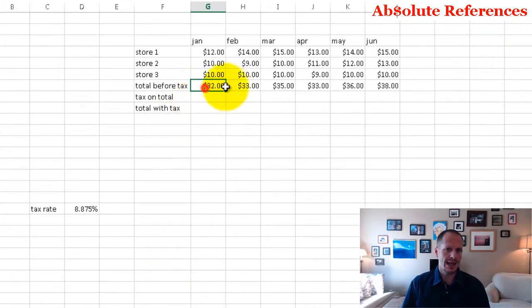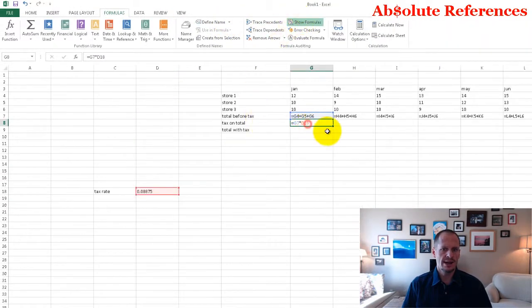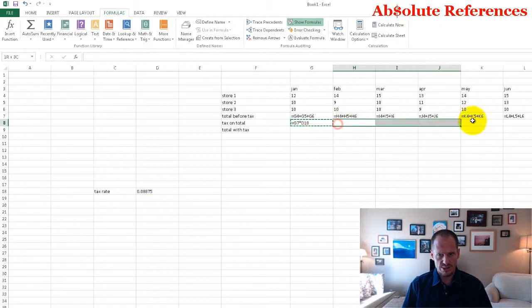And now I need to calculate tax on each of these things here. So I'm going to make a mistake this first time. I'm going to do it the way I know, which is to go equals that amount times the tax rate amount, right? So whatever my total was times the tax rate, that'll give me my tax on the total. I hit enter, I got $2.84, okay? So if I go to show formulas, right, and then I copy this and paste it over, watch what happens.